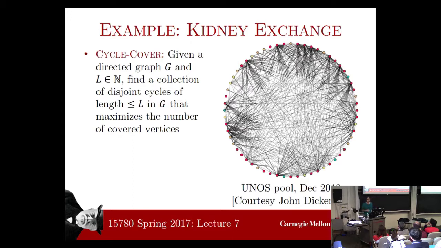Now here's the problem that we want to solve. Given a directed graph and the bound L on the length of cycles that we're allowed to use, like I said, in practice that's going to be 3, find a collection of disjoint cycles of length at most L in the graph that maximizes the number of covered vertices. Okay, so this is just saying we want to give kidneys to as many needy patients as possible. And so covering as many vertices as possible would do exactly that. And notice there's just one constraint here, that the cycles have to be disjoint, in the sense that I can't use the same vertex, the same donor to give kidneys multiple times.